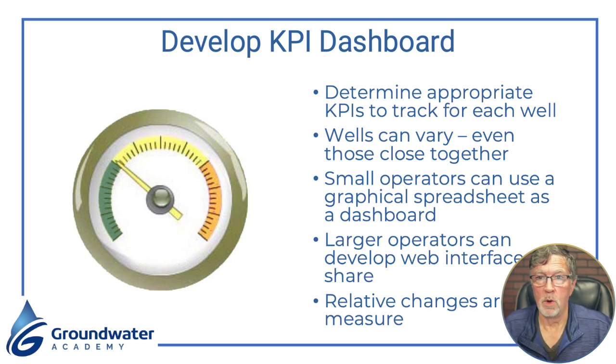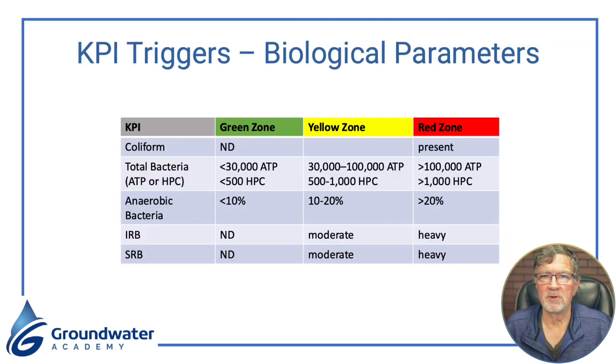Let's face it, well rehabilitation is pretty expensive. You don't want to do it too soon, but you don't want to do it too late. The well health check process is going to allow you to optimize that. So what do these KPIs look like?